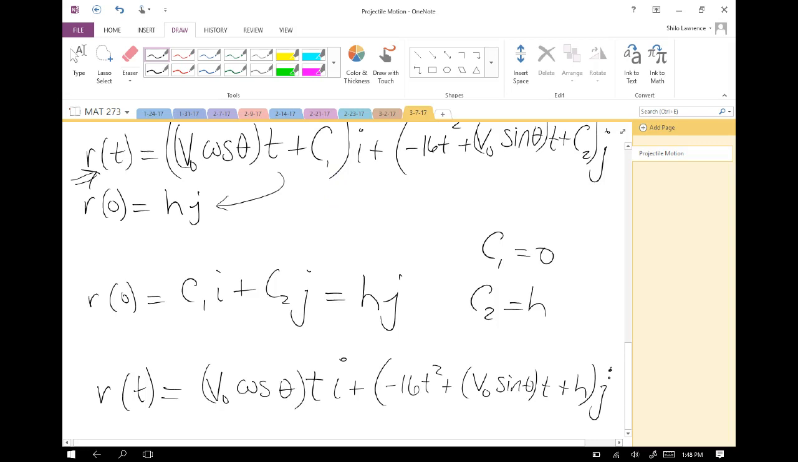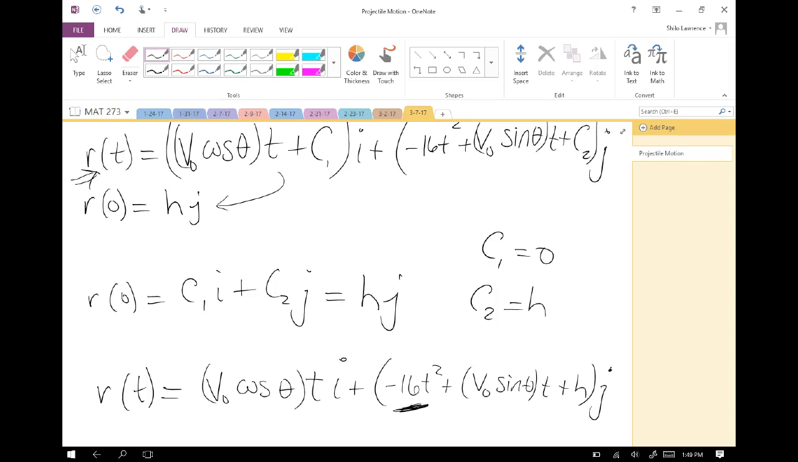Now the only thing that's going to change if we're not in feet per second is that negative 16. All of the other pieces, the v sub 0 cosine theta, v sub 0 sine theta, that came from velocity, and the h came from position. This piece came from acceleration. It started off as a negative 32, but in the process of doing two antiderivatives, we ended up cutting it in half because of power rule.